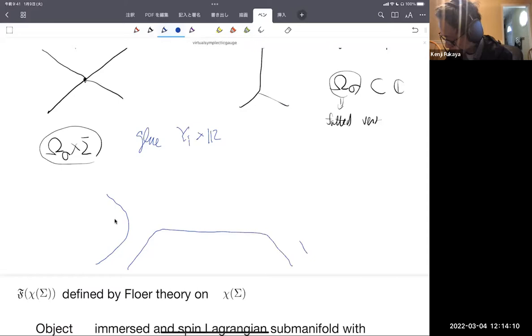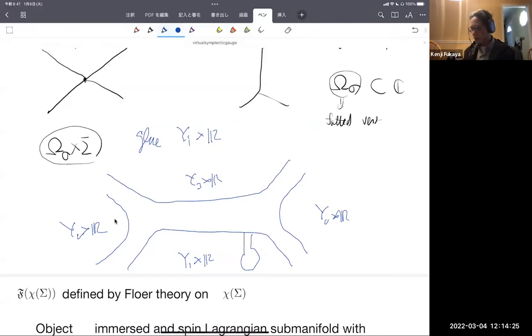And maybe you have the glue y1 cross R here, and y2 cross R here, y3 cross R here, something like this, and y0 cross R here. So you have a four-manifold. This is x, y0, y1, y2, y3. But as you see, this manifold comes with a Riemannian metric. So when you change this length, your Riemannian metric changes.